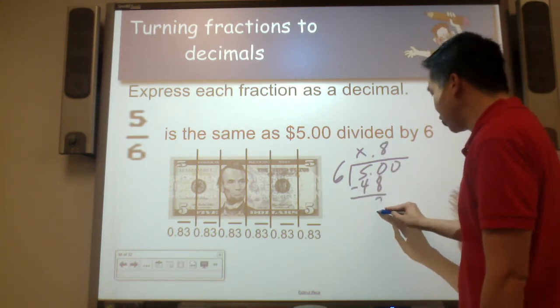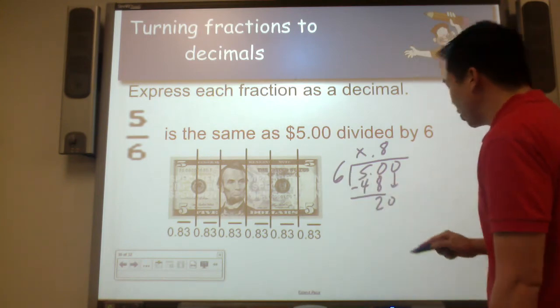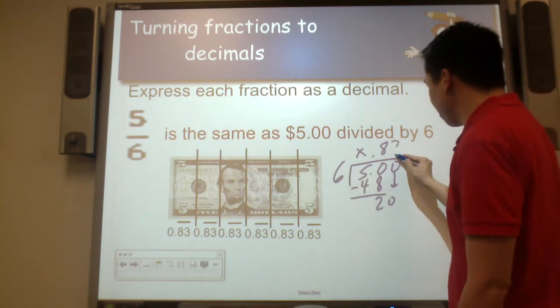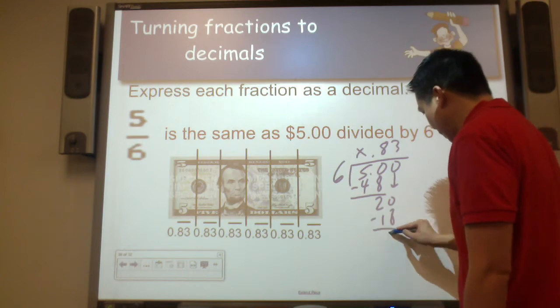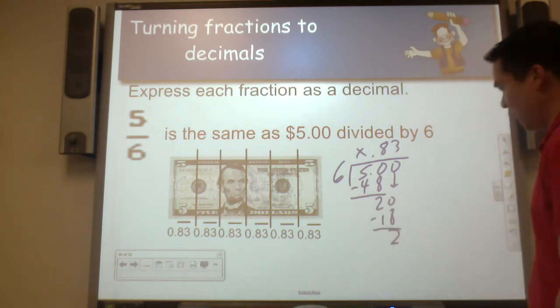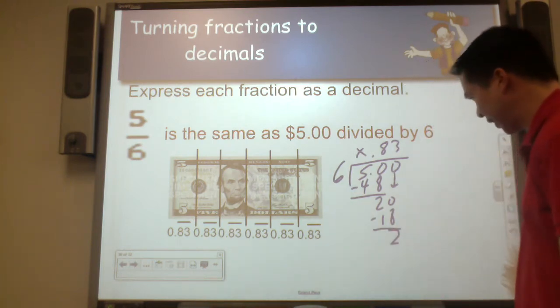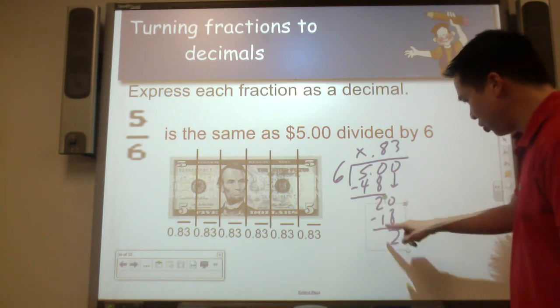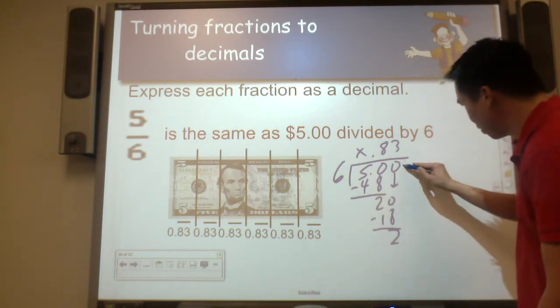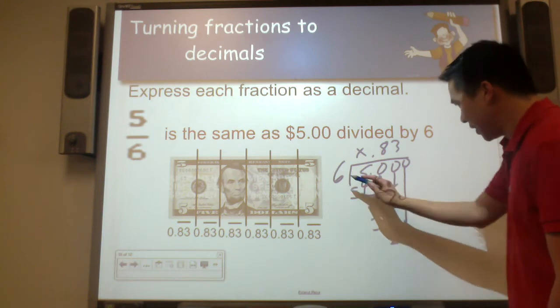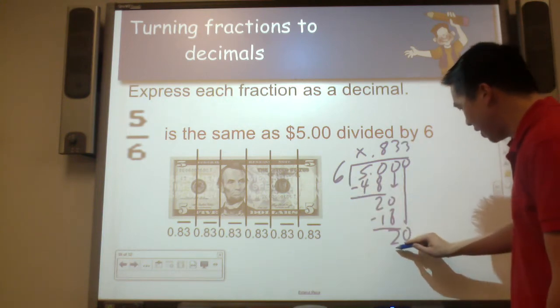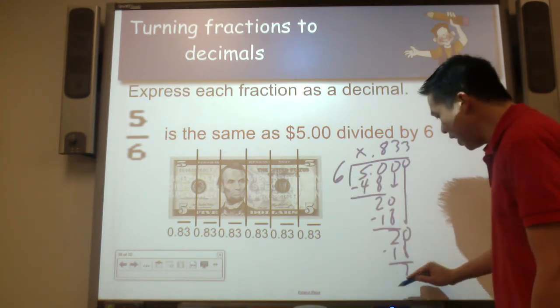50 minus 48, 2. I bring down a 0. Can 6 go in 20? 6, 12, 18, 3 times. You know what? I think it's about to repeat again. If I could see a 2 and 2. If you don't trust me, let's put another 0 just in case. Can 6 go in 20? 3 times. It does repeat.